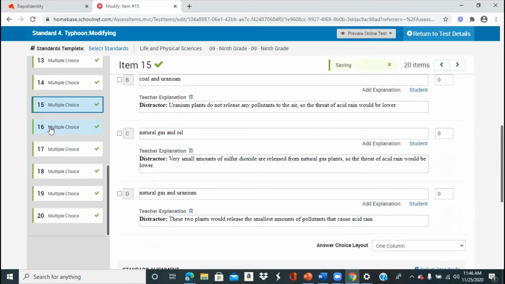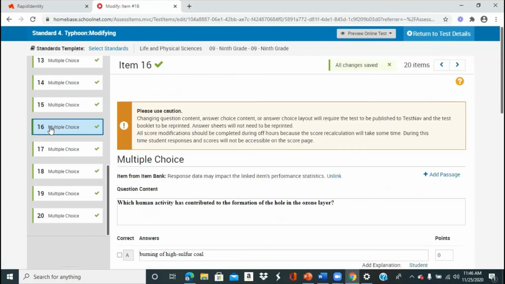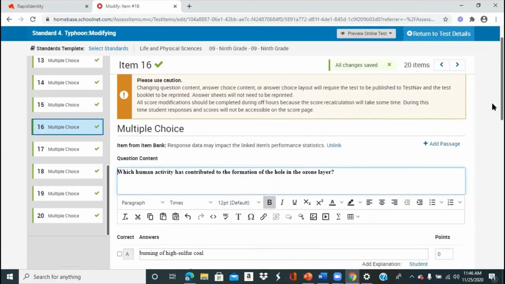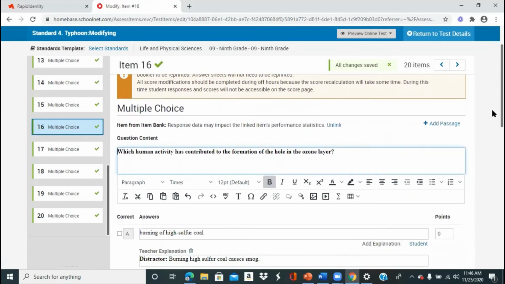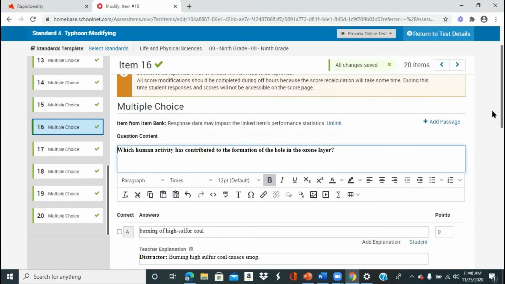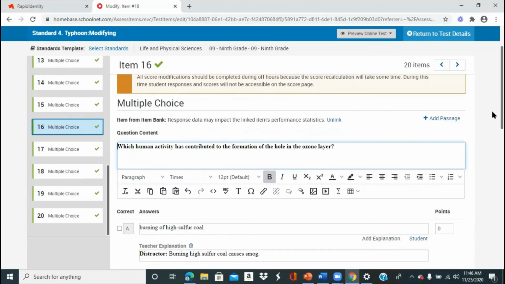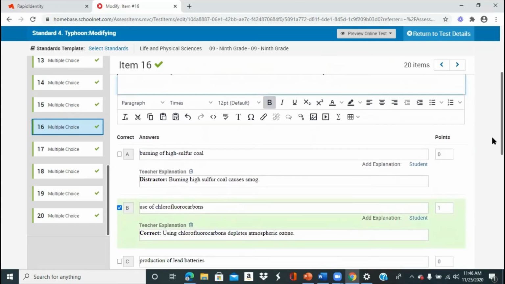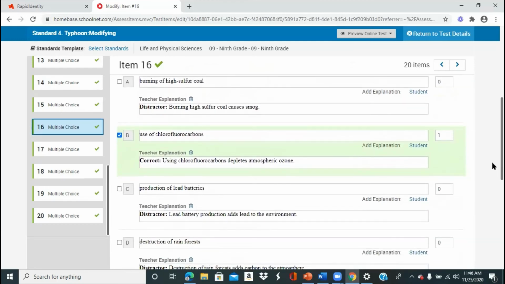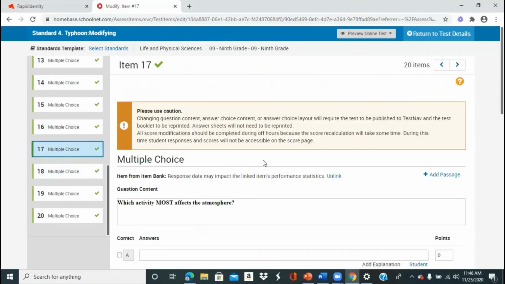So moving forward, item number 16. Which human activity has contributed to the formation of the hole in the ozone layer? So again, we're talking about ozone layer. So this is supposed to be related to our CFC, the chlorofluorocarbon. So we see that is also another option to choose from. And that is the best option among all the other activities.